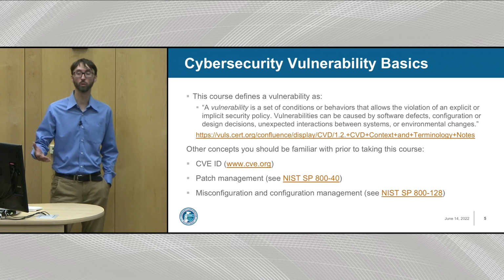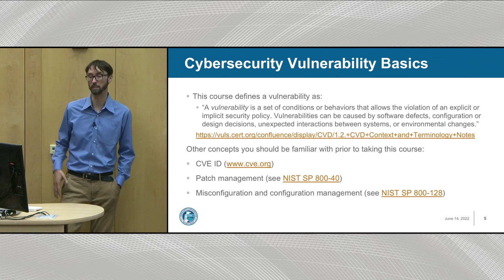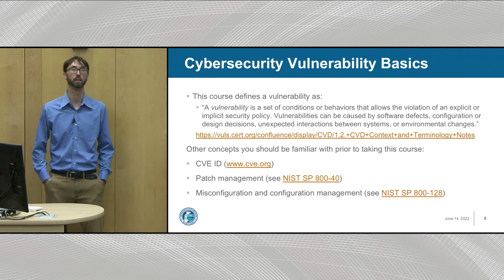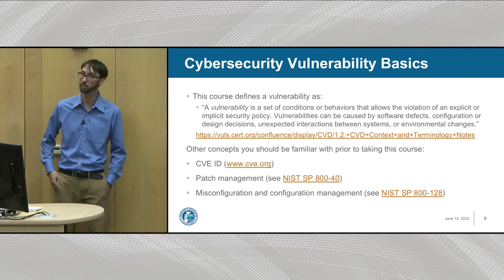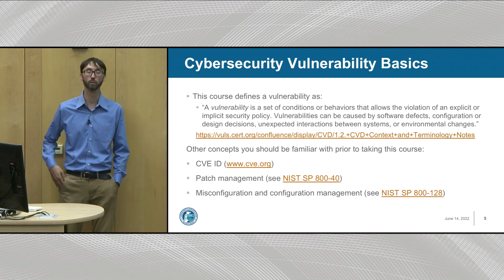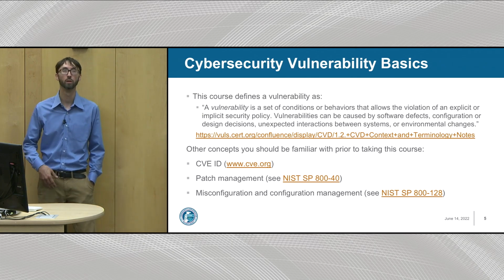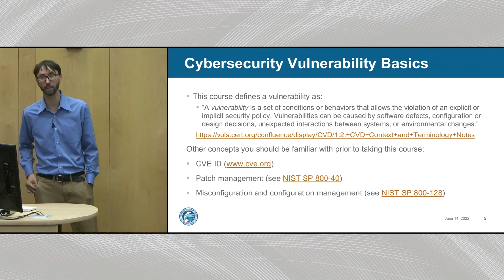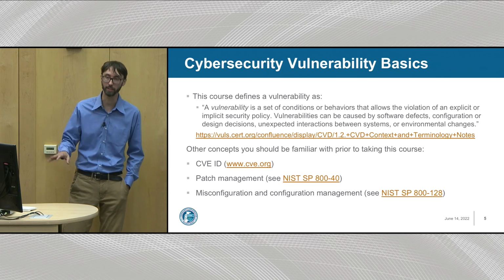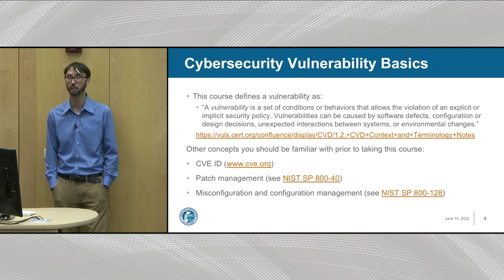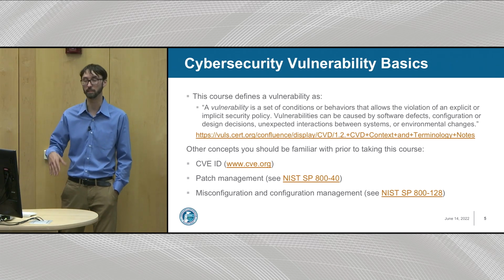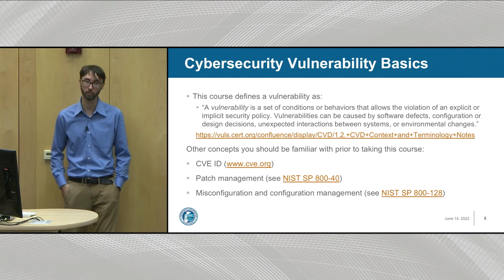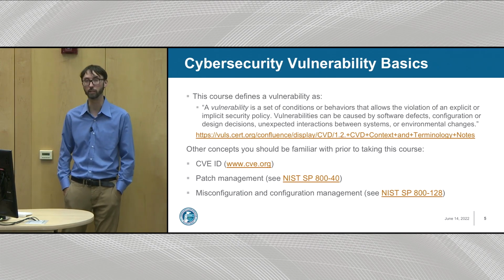So for this course, what we mean by vulnerability is here on this slide. This is from the Coordinated Vulnerability Disclosure Guide. A vulnerability is a set of conditions or behaviors even, right, that allow the violation of some security policy. It doesn't matter if that security policy is explicit or implicit. Right, all that matters is that the vulnerability is a set of behaviors or conditions that allows the violation of it.